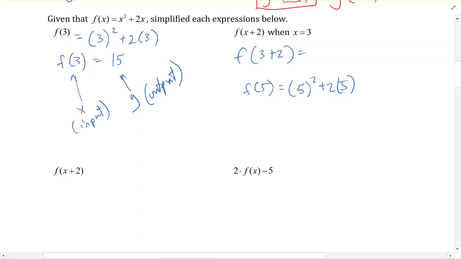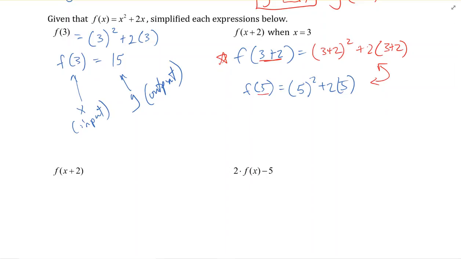I will point out, though, we did not have to simplify 3 plus 2 first. We could have chosen instead to input 3 plus 2 into our function before turning it into 5. And that would have just given us (3 plus 2) squared plus 2 times (3 plus 2). And you'll note that if you were to go ahead and add 3 and 2, these two statements are going to be identical to each other. So it's useful to recognize that you can plug what is inside the parentheses into the function before simplifying it, or you can simplify it first and then plug it in, and the result is going to be the same.